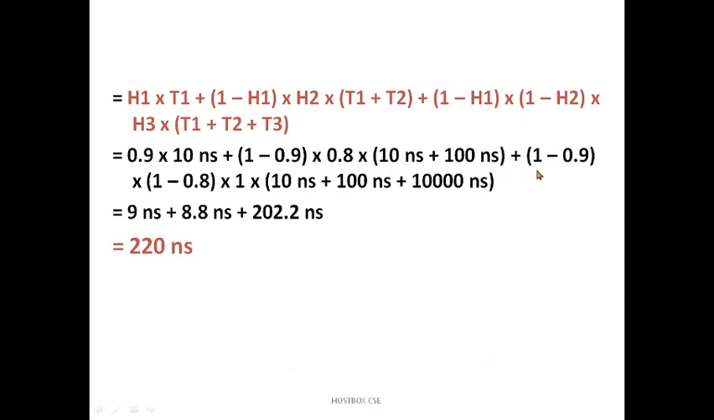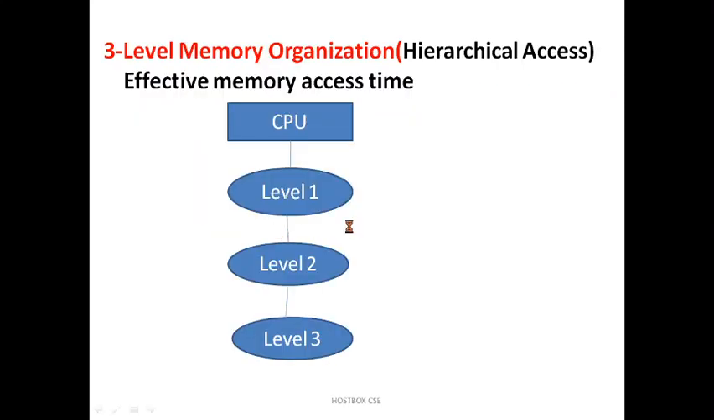So total plus 1 minus 0.9, that is the H1 value, and the H2 value is what? 0.8. So 1 minus 0.8 into 1, so H3 we assume 1 only, into T1 plus T2 plus T3. T1 value is 10 nanoseconds. T2 value is 100 nanoseconds, and T3 value is 10,000 nanoseconds. That means the disk takes this total time to complete all the operations. Now simplify the answer. You will get 9 nanoseconds plus 8.8 nanoseconds plus 202.2 nanoseconds. At last the answer is what? 220 nanoseconds approximately. So this is the answer we fill in here.